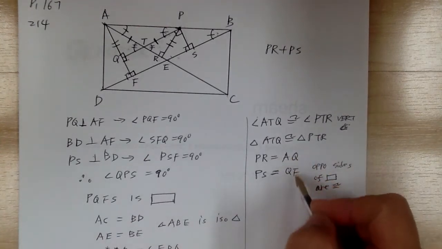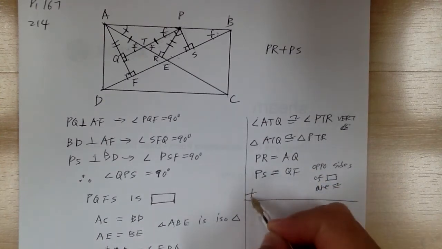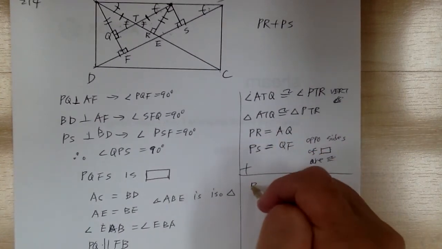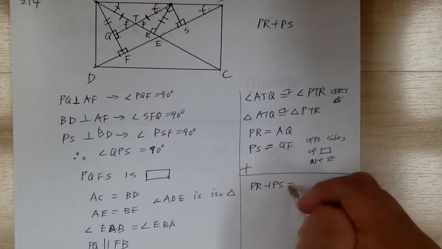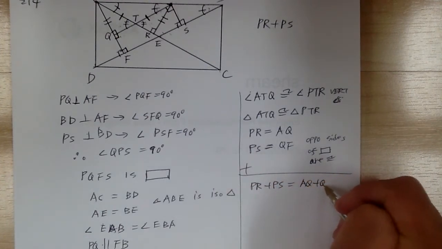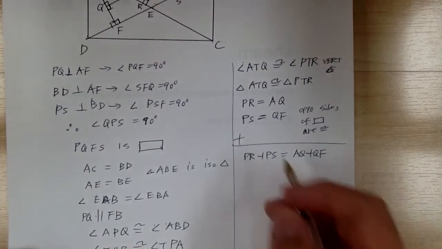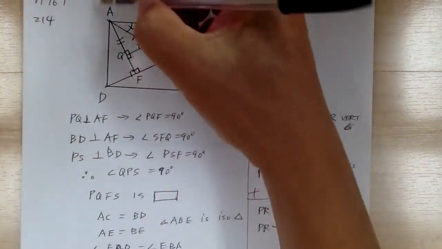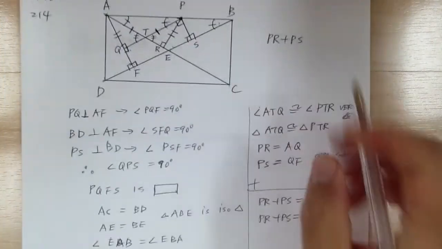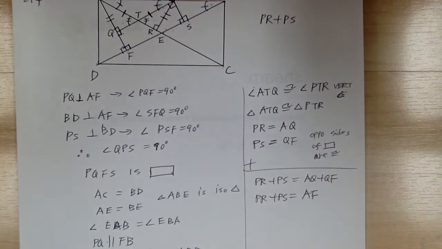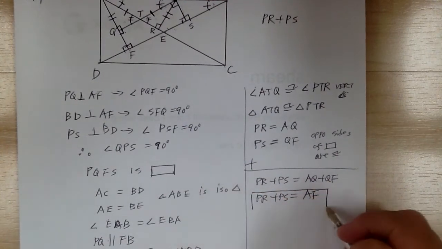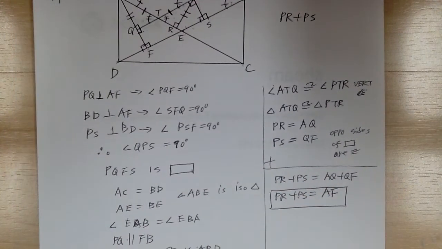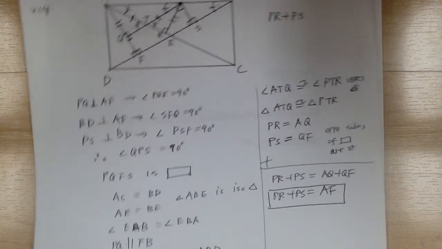And so now all you have to do is add these two together. So if you add these two together, you have PR plus PS equals AQ plus QF. If you look over here, AQ plus QF is equal to AF. Okay, and that's it. That's the end. Yeah, so this proof is a little bit lengthy. Okay, let's go to the next one.